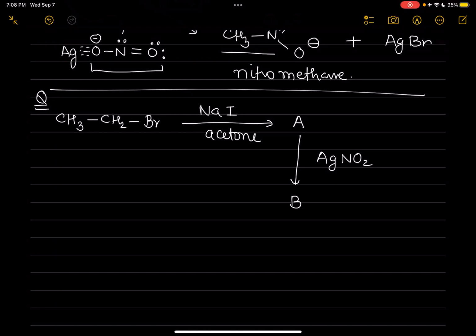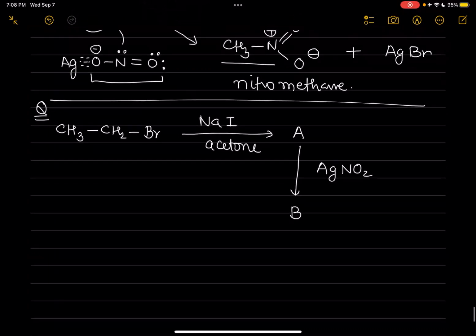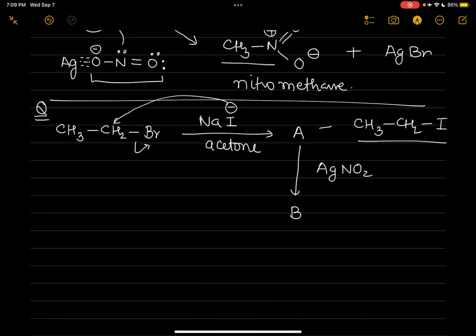CH3CH2I. Yes, CH3CH2I is correct. And which reaction is this? This is the Finkelstein reaction. Anushka, is it clear? Yes, sir. Imad? Yes, okay. Ryan, clear? And when you react it again, this is the structure of A.